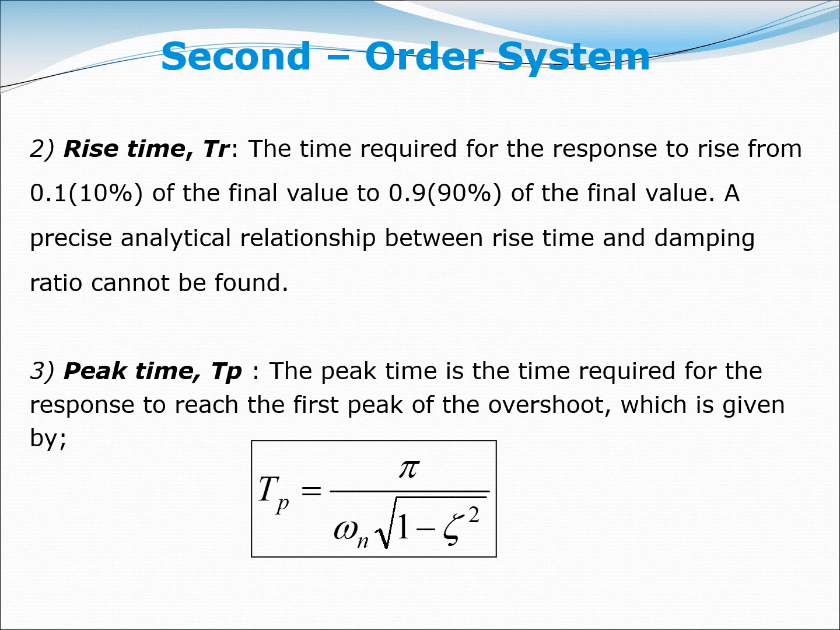Next, the third specification is peak time or TP. The peak time is the time required for the response to reach the first peak of the overshoot, which is given by this formula. Besides using the analysis from the response, you also can use the formula for TP. So TP is equal to pi divided by omega n square root of 1 minus zeta squared. Unlike rise time, there is no specific relation between the rise time and the damping ratio, so you cannot use a formula.